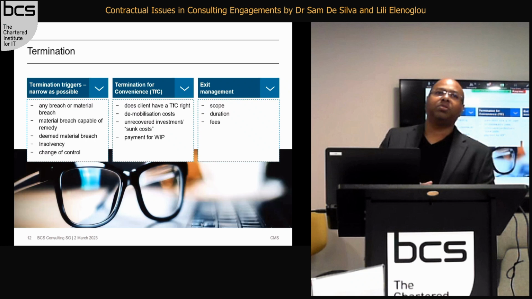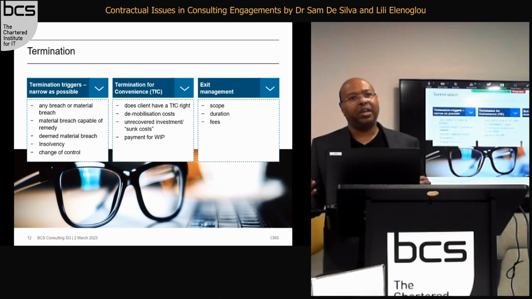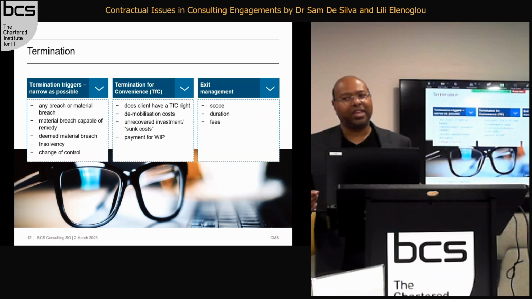Also, sometimes customers say this breach is deemed to be a material breach. For example, and Lili will touch upon this, sometimes they say if there's a breach of GDPR, that's deemed to be a material breach. So they don't actually have to prove that the breach is a material breach at law. So again, you want to avoid deemed material breaches.